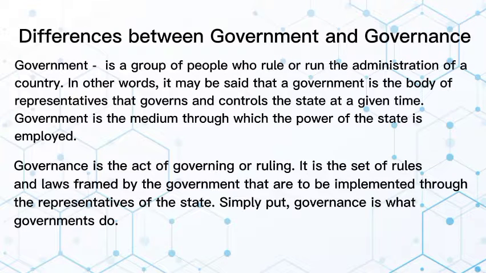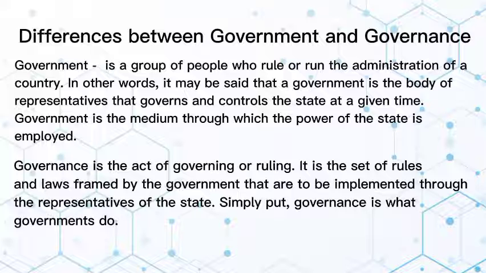Differences between government and governance. Government is a group of people who rule or run the administration of a country. In other words, it may be said that the government is the body of representatives that governs and controls the state at a given time.